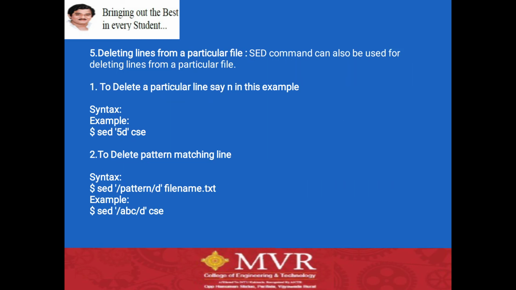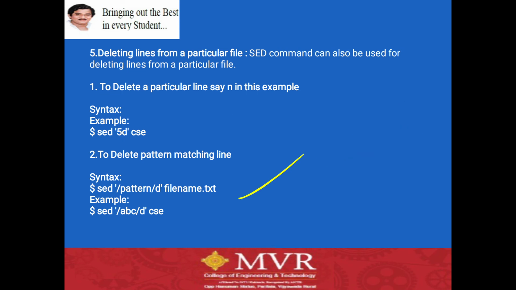Now, deleting lines from a particular file. SED is also used to delete a particular line in a file. The simple syntax is sed followed by 5d. Here 5 is the line number, and d stands for delete the line. So 5d means if that CSE file contains a fifth line, the line will be deleted permanently. So that line will not be there. If you write sed 1d followed by the file name CSE, what happens? The first line will be deleted from the given file.